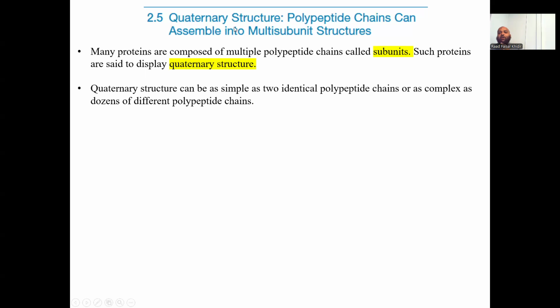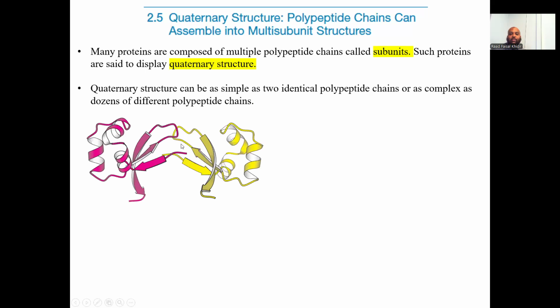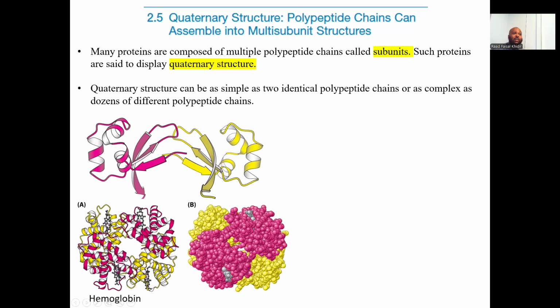Okay, so many proteins are composed of multiple polypeptide chains called subunits. And such proteins are said to display quaternary structure. So the quaternary structure can be as simple as two identical polypeptide chains, and it can be as complex as a dozen different polypeptide chains. You see, there are different globules. We talked about hemoglobin, the perfect example of an enzyme that functions at the level of the quaternary structure.